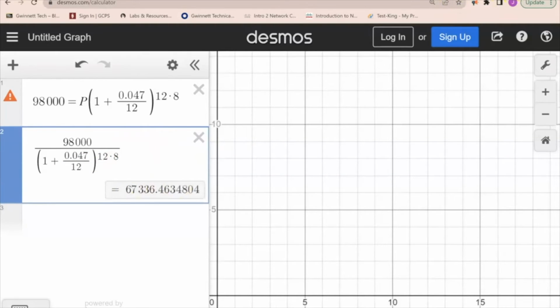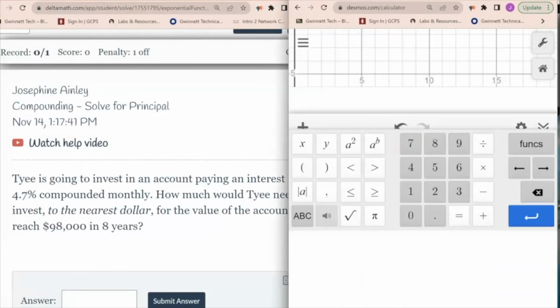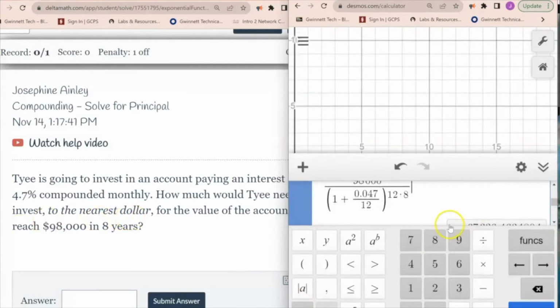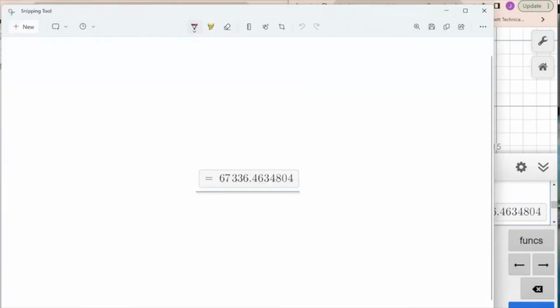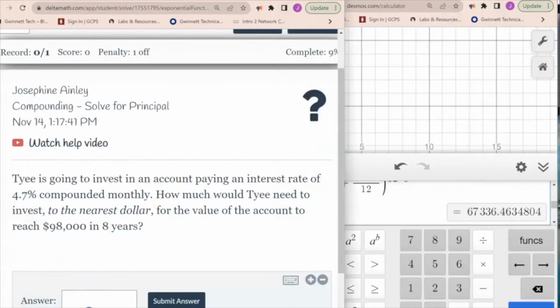So this is p right here, my principal amount, and I need to round that to the nearest dollar. All right, so no cents. Nearest dollar means no cents at all, right? So this is my cutoff point. These are as many dollars as I have. I look at this number here: 5 and above, add one more; 4 and below, just ignore. So this is 4 and below, so you're just going to ignore. So the answer is 67,336.